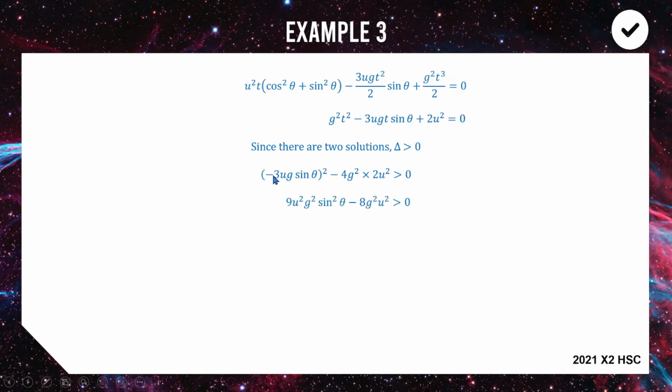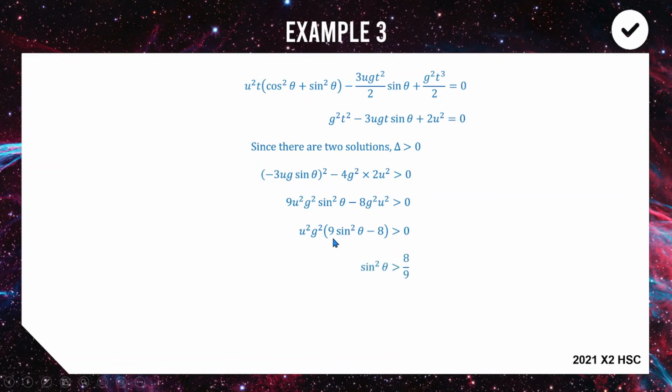Simplifying this, we get 9u squared g squared sine squared theta minus 8g squared u squared greater than 0 here. Factoring out the u squared g squared as a common factor, we have u squared g squared, which is positive because u is positive and g is positive, multiplied by this bracket, and the result is greater than 0. So if we've got a positive multiplying by something and the answer is greater than 0, what's inside this bracket needs to be positive, otherwise that doesn't work.